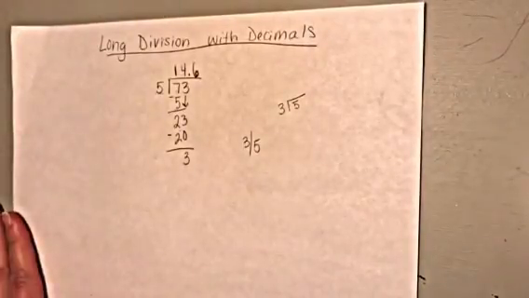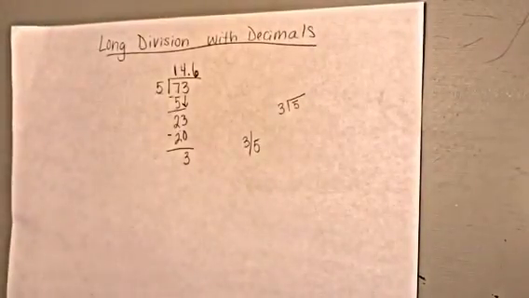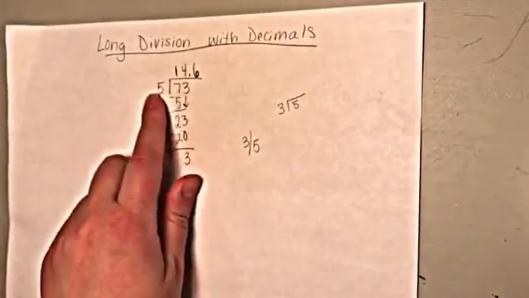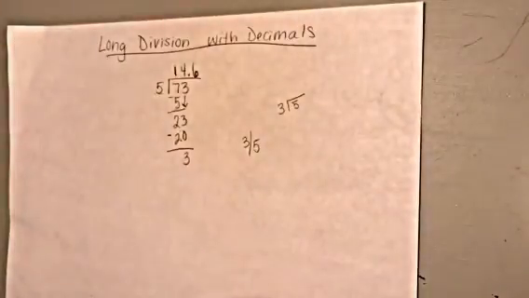So my answer would be 14.6. And a good way to check this is to type it into your calculator. If you do 73 divided by 5, you will indeed get 14.6.